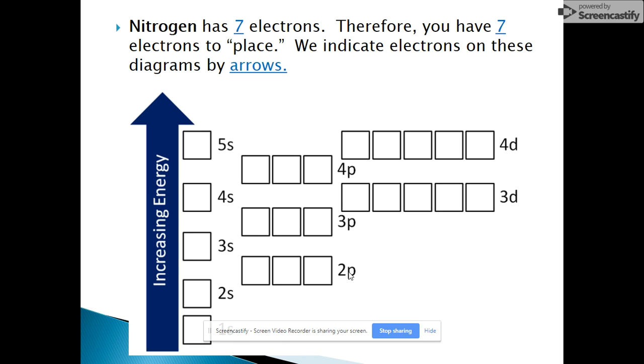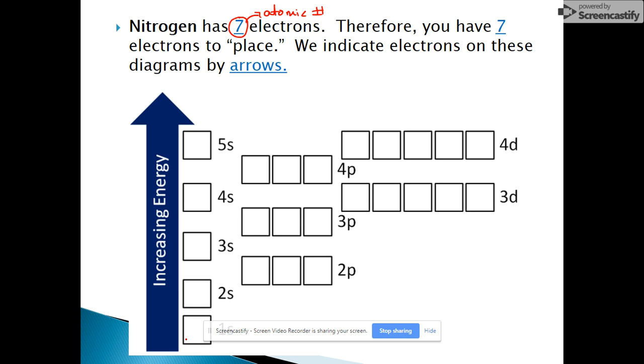And we're going to go through some examples where we do this together. So nitrogen has 7 electrons. This 7 comes from our atomic number. We're looking at all electrons, not just valence electrons. So we need to draw 7 electrons with arrows.